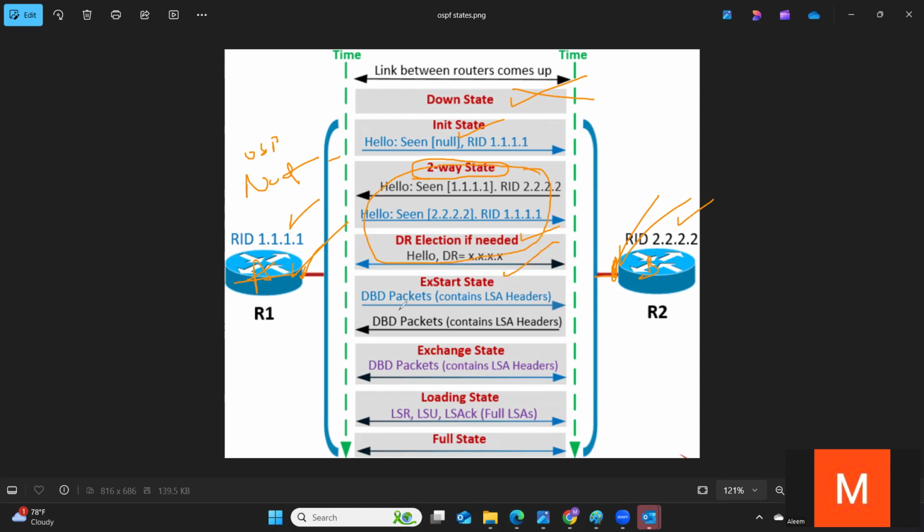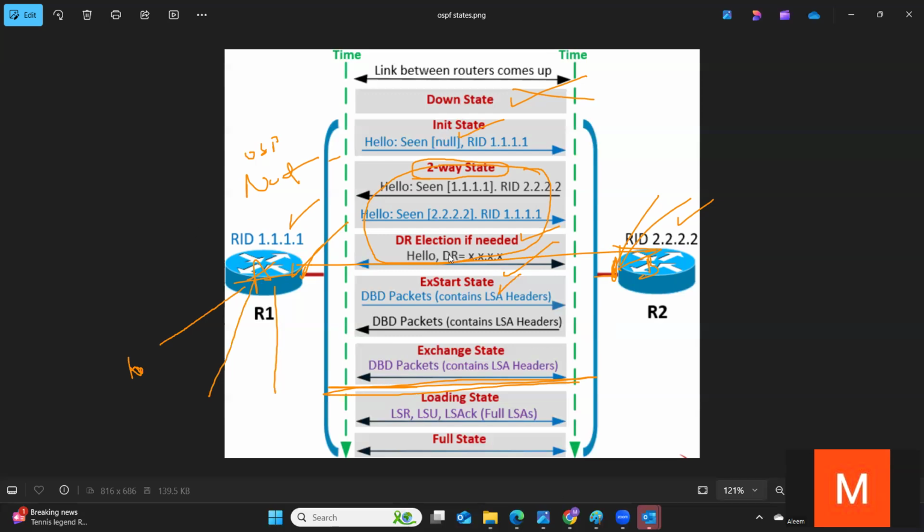In that start state, they will exchange the entire database description. As I told, this router has hundreds of prefixes, so hundreds of LAN prefixes. They will start to exchange those prefixes. That is the link state advertisement headers. Once they start, this router will acknowledge also. First this router will send, so router two.